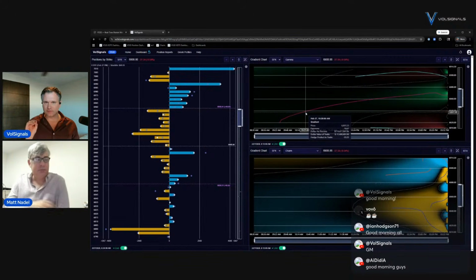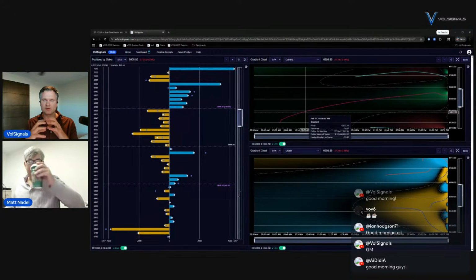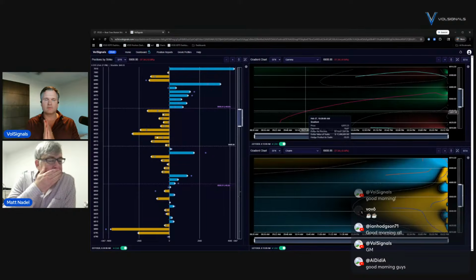Gamma, again, is not directional, right? There are a couple of things I need you to understand here, too, to make sure you get the right information out of this. Gamma is not directional. Gamma tells you something about market behavior. Market behavior meaning volatile or placid, not volatile.